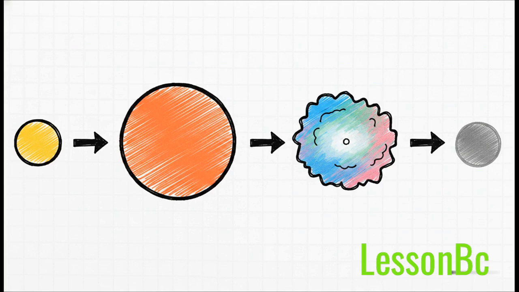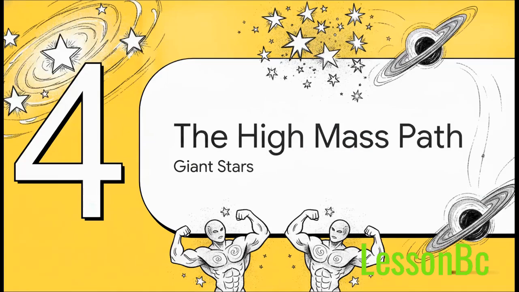Eventually, it gently puffs off its outer layers into space. This beautifully expanding shell of glowing gas is called a planetary nebula. And these are absolutely crucial because they can actually provide the building blocks for entirely new planetary systems. What's left behind, right in the dead center, is a dense, incredibly hot core known as a white dwarf. Over billions of years, that white dwarf will just slowly cool down until it finally fades into a dark, cold, black dwarf.